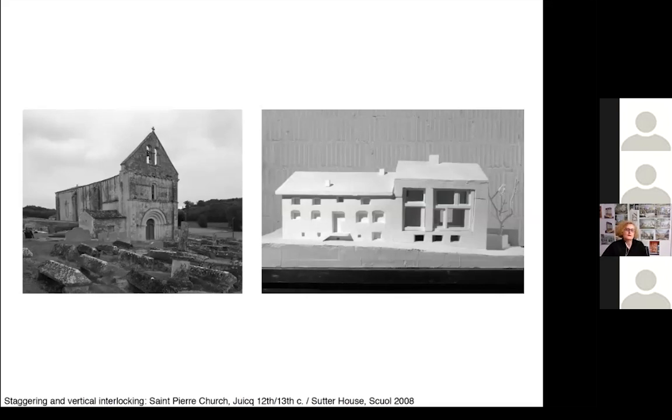The highest point of the Sutter house in Schül, that was a small conversion from a stable into a living house, is set against the slope of the hill. The new head volume rears itself slightly up towards the valley and the sun. It is vertically interlocking with the sky.